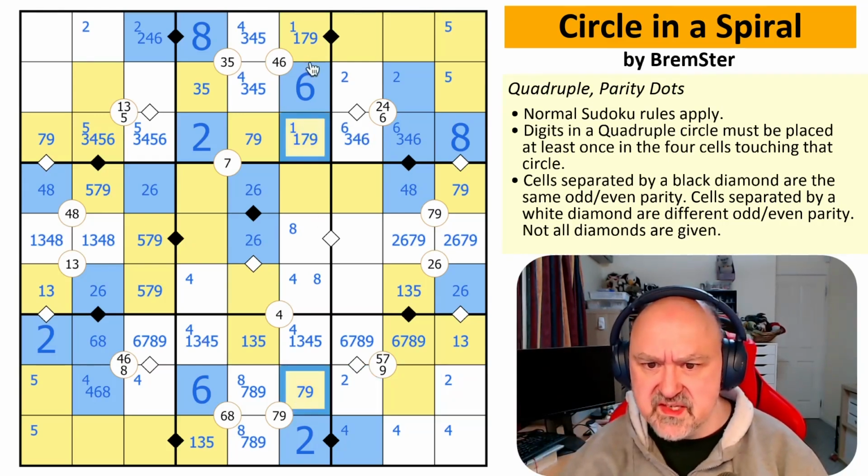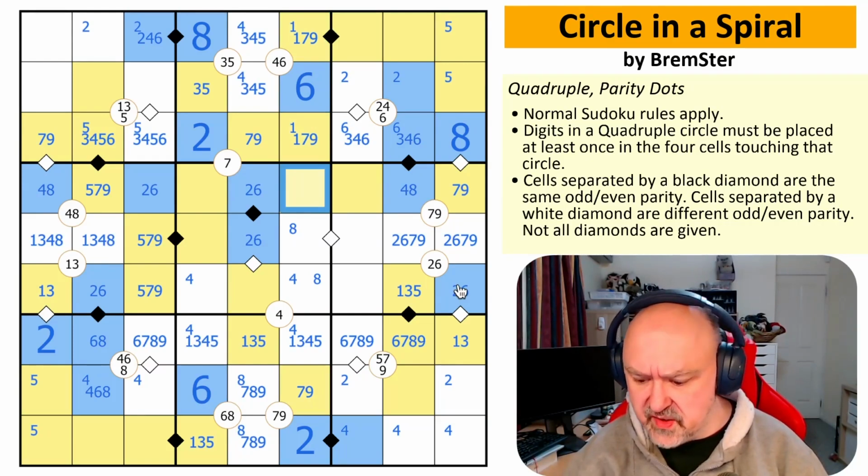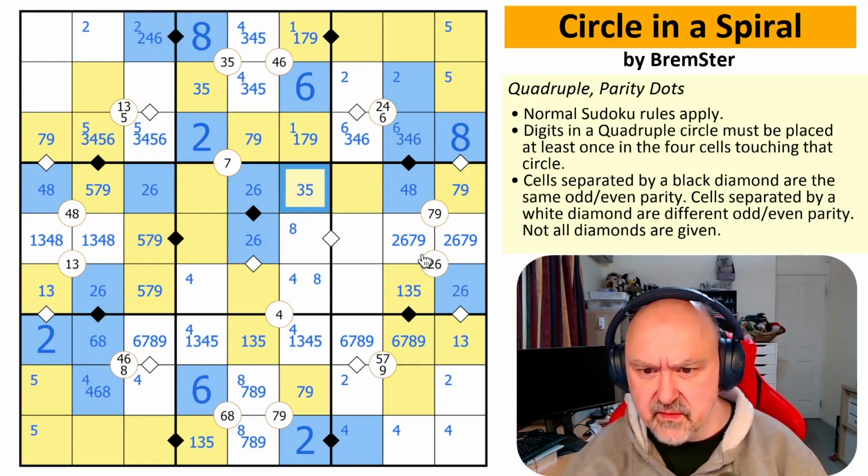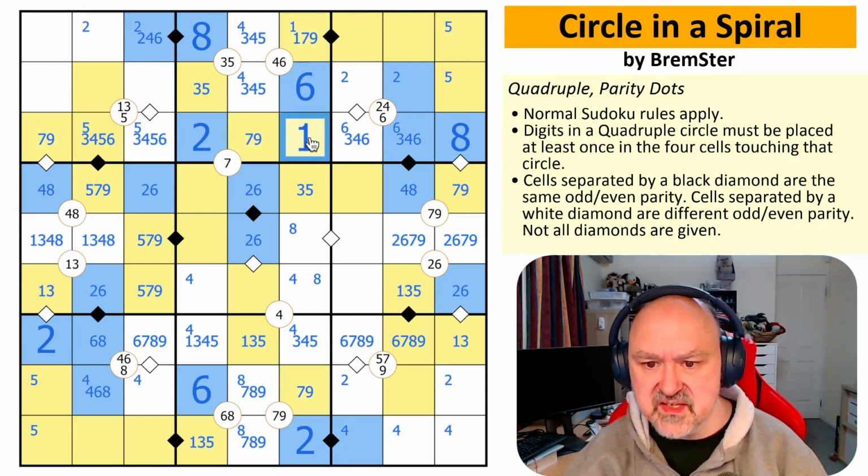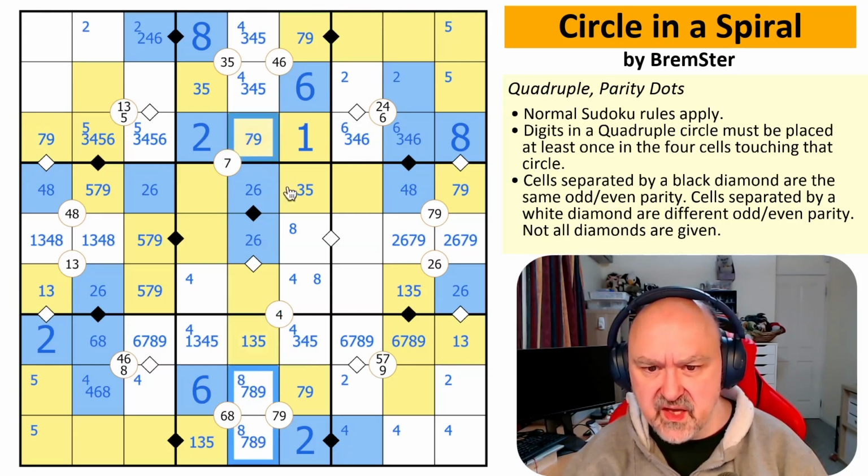So these are 1, 7, and 9. So this can only be 3 or 5. Oh, there can't be a 1 there because of the 1, 7, 9. Oh, there's a 7, 9 pair. That's the 1. That is not the 1. So this 7, 9 pair means that there's a 7, 8, 9 up here.